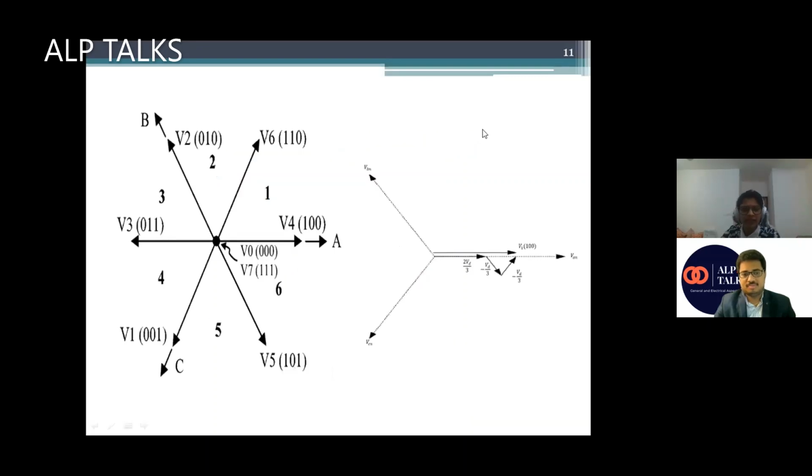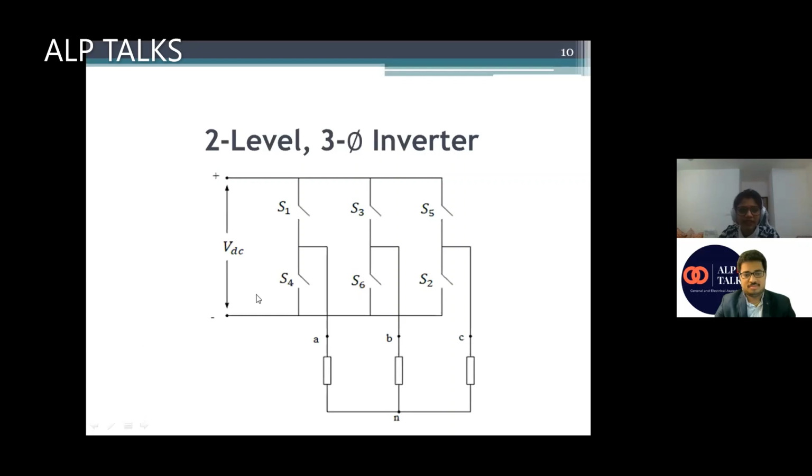Then this is how we'll get a sixth sector voltage vector. I'll explain one. Suppose for V4, I want 100. 100 means that S1 is conducting, S6 is conducting, and S2 is conducting. If upper 1 means the upper switch is on, that means S1 is on, and 00 means the lower switches are on in the other legs. So S6 and S2 are on for B and C respectively.